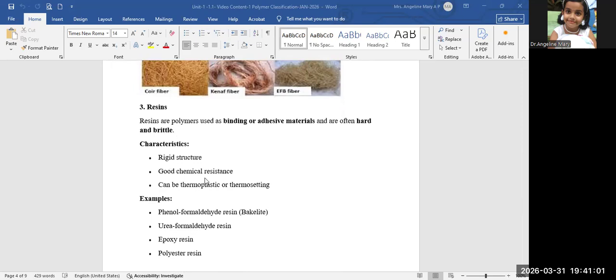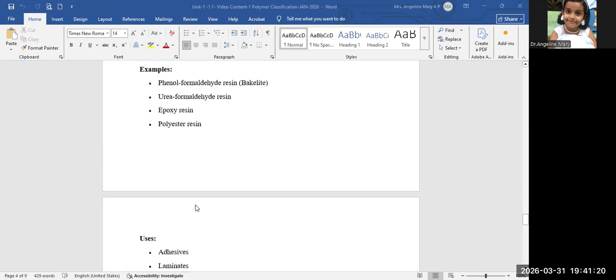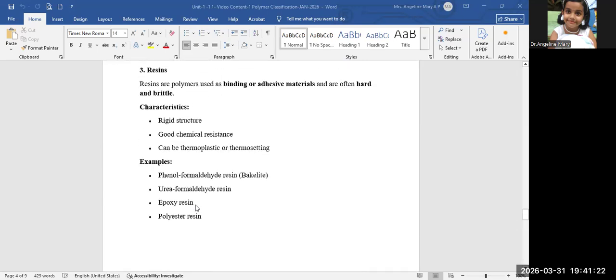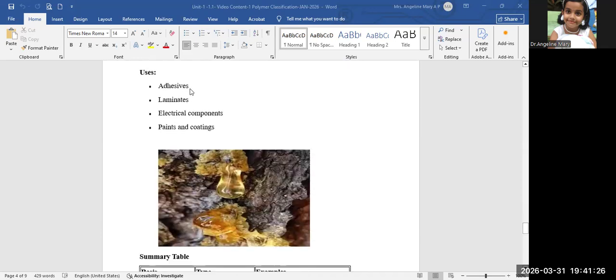What are the characters? They are rigid in structure, with good chemical resistance. They can be thermoplastics or thermosettings. Phenol formaldehyde resin, called Bakelite, urea formaldehyde resin, epoxy resins, and polyester resins are some examples of resins. What are the uses? Adhesives, laminates, electrical components, paints and coatings.